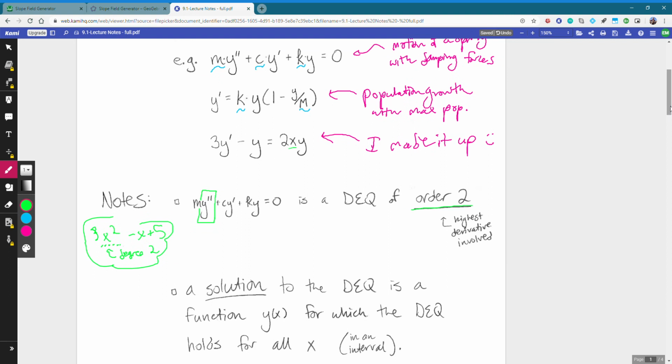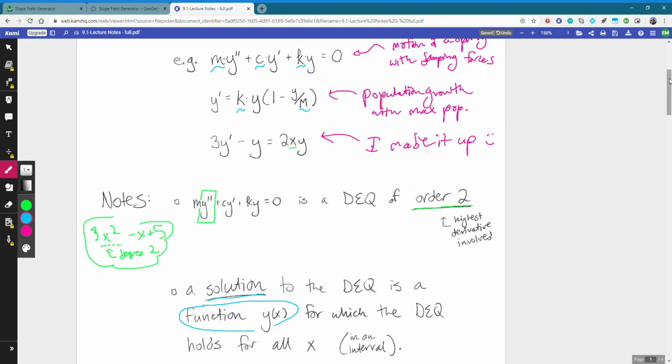Now we have an equation, and when we have equations, we want to find solutions to these. What that means for a differential equation is finding a function. So a solution to a differential equation is a function such that that function satisfies our differential equation for all x, perhaps in some restricted interval that we are looking at.